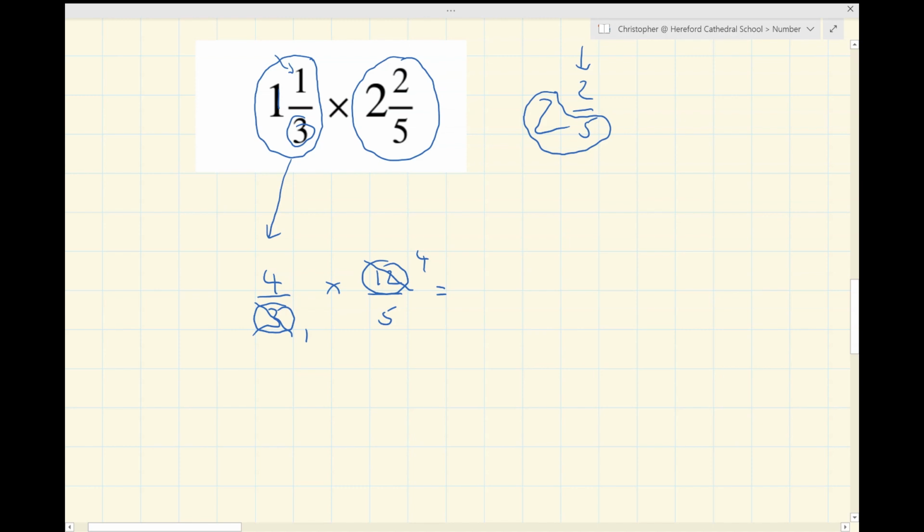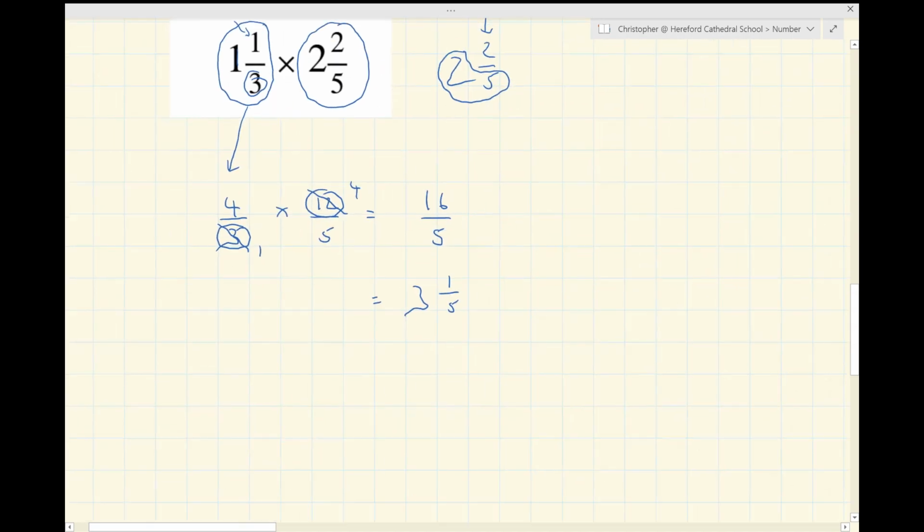No, I can't. Remember, you can only cancel something on the top with something on the bottom, so you can't cancel the 4 and the 4. Right, 4 times 4 is 16, and bottom times bottom, 1 times 5 is 5. 16/5, well, that is 3 1/5.